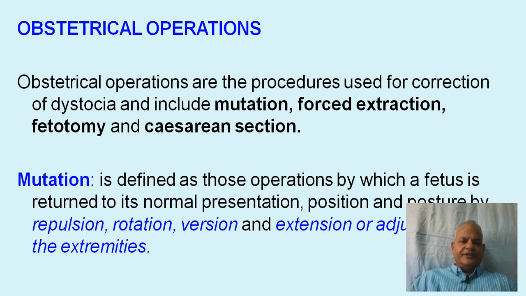Now, first we discuss what are obstetrical operations. Obstetrical operations are the procedures used for correction of difficult births, dystocia, and include mutation, forced extraction, fetotomy, and cesarean section. Mutation is defined as those operations by which a fetus is returned to its normal presentation, position, and posture by repulsion, rotation, version, and extension or adjustment of the extremities.